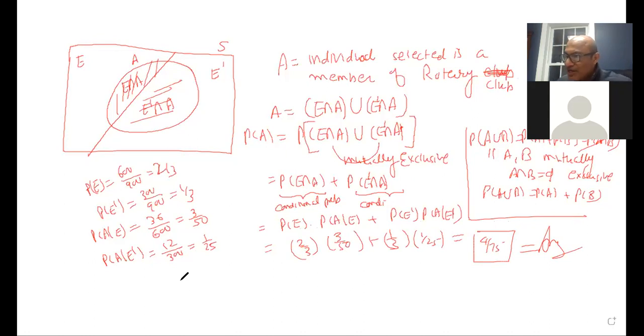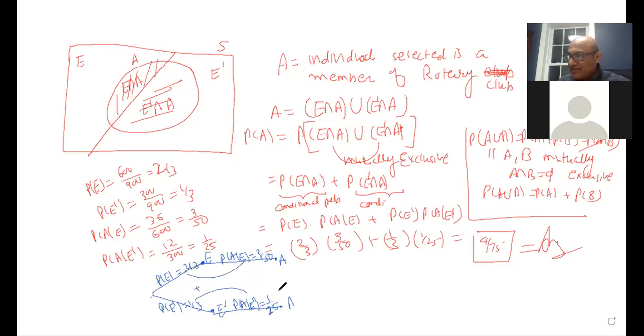Let me change the color. So probability of E is equal to 2/3, and this is employed, and here it is unemployed, so probability of E dash is equal to 1/3. Then I can go over here, and suppose here it is A, so probability of A given E is 3 over 50. And here it is again A, so probability of A given E dash is 1 over 25. If you take the product along each branch, with an addition sign in between, you're going to get the answer. So that's what we mean by this.